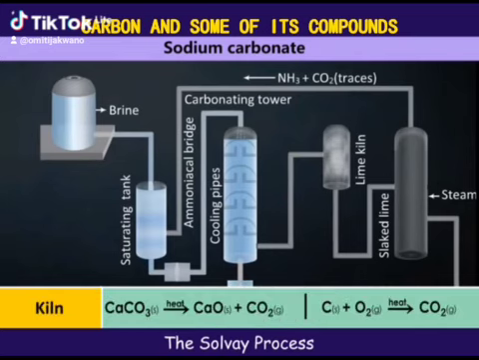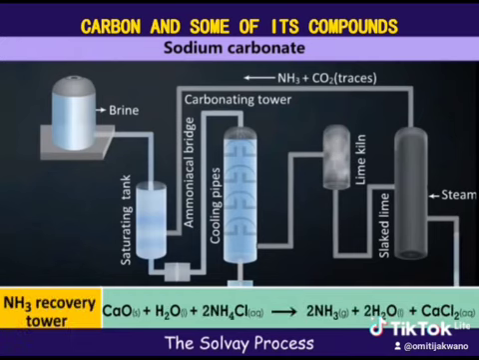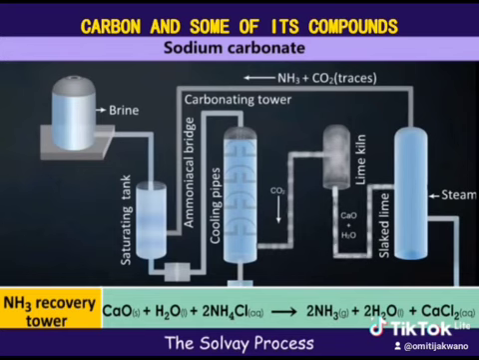The initial carbon dioxide used in this process is mainly from the decomposed calcium carbonate and the burning of coke in the kiln. The ammonia used in this process is obtained from the other process. Calcium oxide produced in the limestone kiln is slaked with water and mixed with the ammonium chloride to form ammonia, water, and calcium chloride.